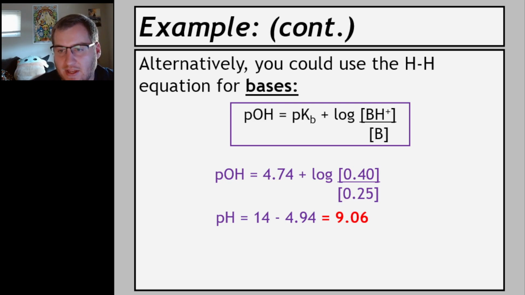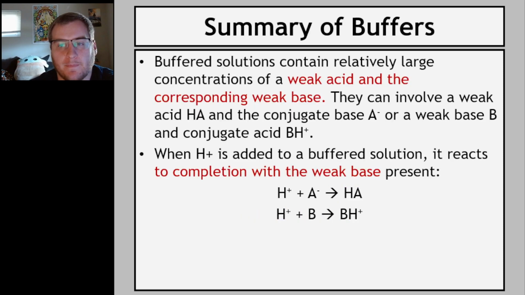They got the same answer as me, slightly different for rounding is all. pOH is 4.74 if you take the negative log of Kb. The log of the base, 0.4 over 0.25, equals about 9.06. So you can use both Henderson-Hasselbalch equations. The first one works for acidic buffers, and you'll need the pKa for that. And this one works for basic buffers, which you need the pKb for.